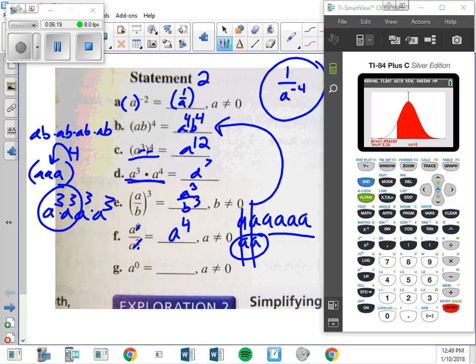Yeah. And it's just like if I had 6 over 8, I wouldn't leave it in that form. I'd simplify it to 3/4. We would never leave a negative exponent in our answer. We would always just move it to the top and then change it to a positive 4.